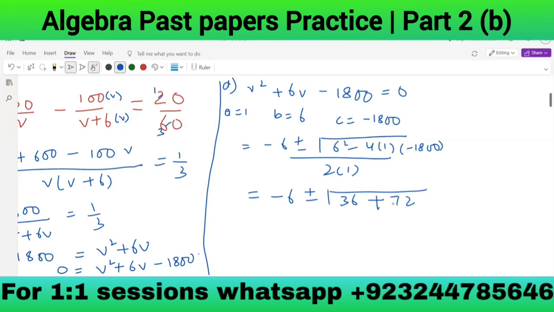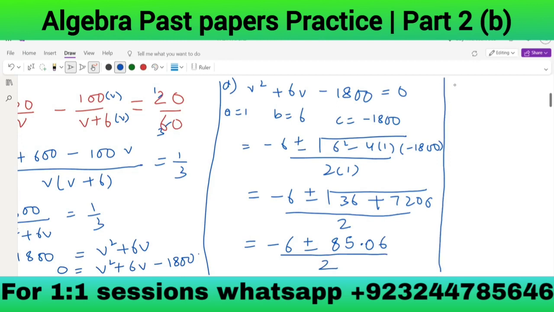Divided by 2. So it would be minus 6 plus minus the square root of 7200 plus 36. 1800 multiplied by 4 should be 7200. 7200 plus 36 is 7236, and its square root will give you the answer in decimals, 85.06, divided by 2. So now, first of all, we will solve it with plus and then with minus.